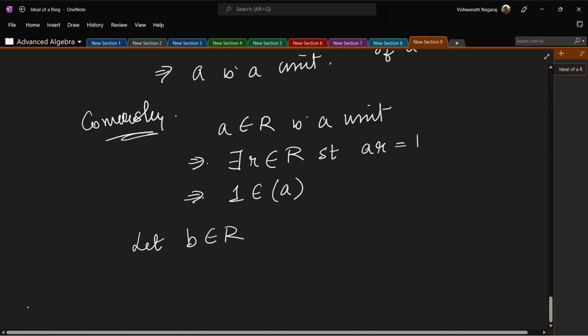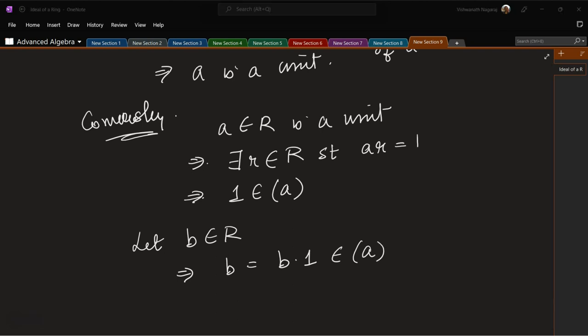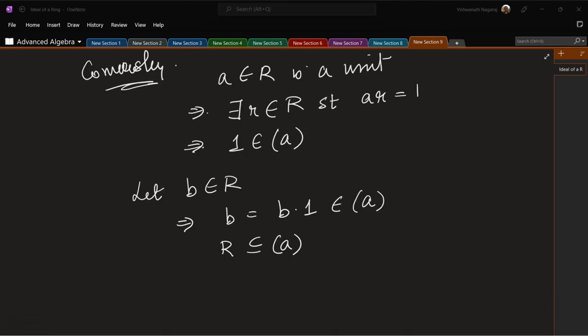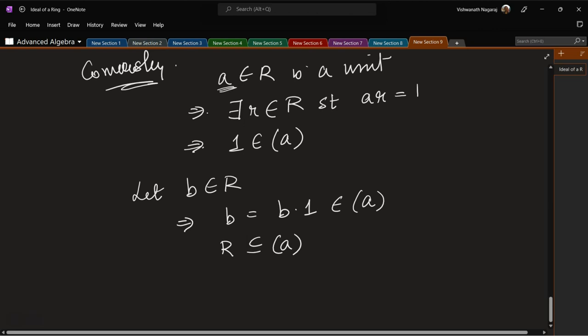Now let B belong to R, another element, which implies B is equal to B times 1, which belongs to the ideal generated by A, right? So, which means R is a subset of the ideal generated by A. Now, how can we say that R is a subset of it? We have a specific element belonging to R, which is a unit.